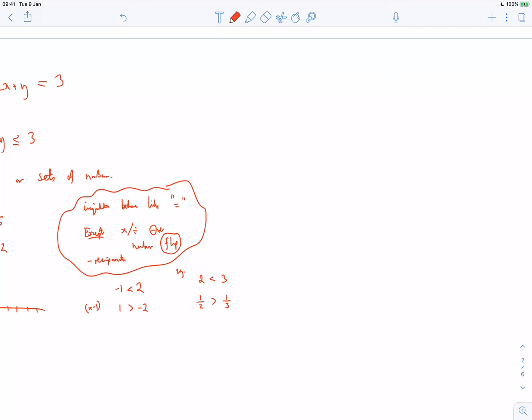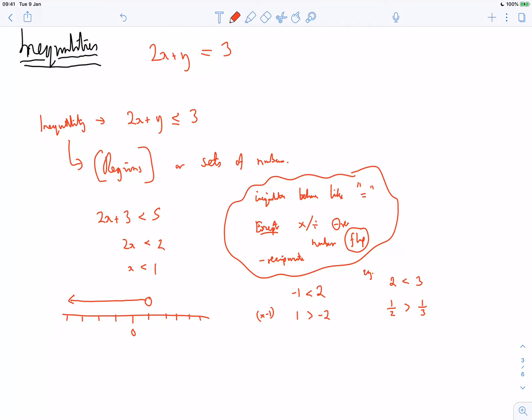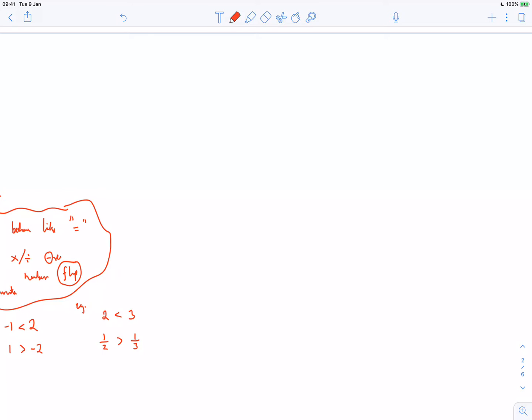Now, these are linear inequalities, right? Because 2x plus 3 is a linear function of x. It will produce a straight line. However, when we're dealing with non-linear inequalities, you have to be really careful.